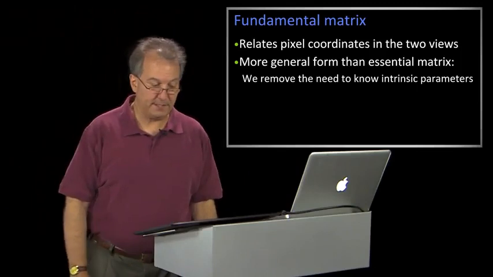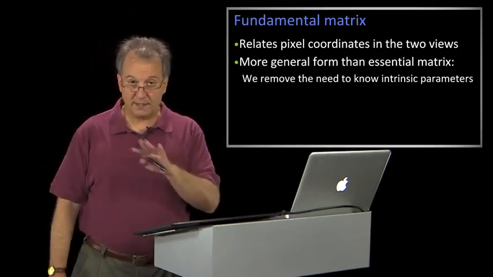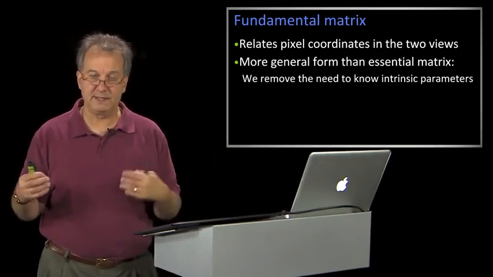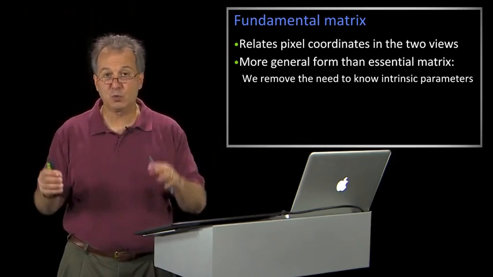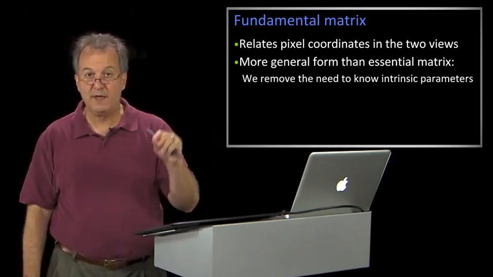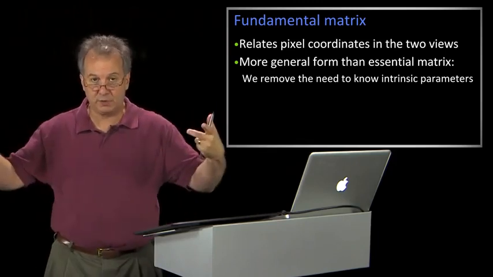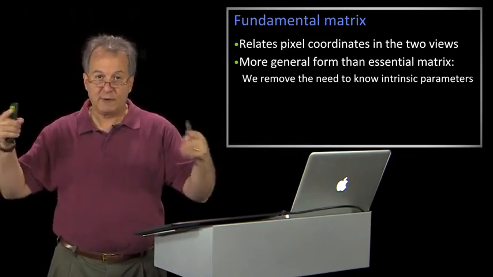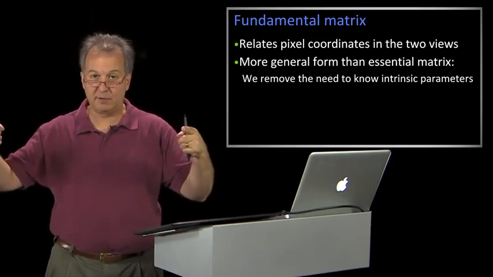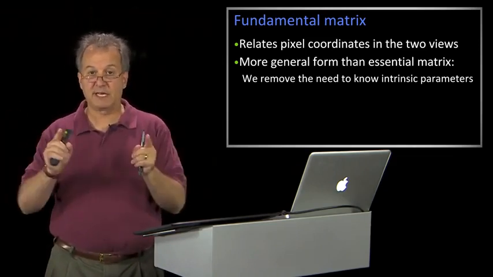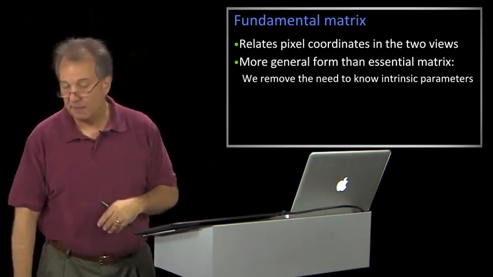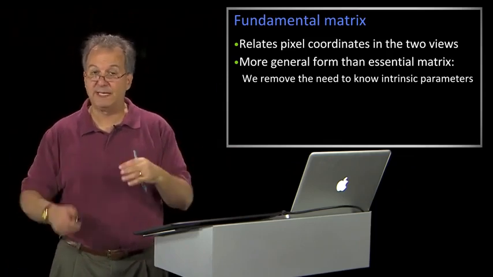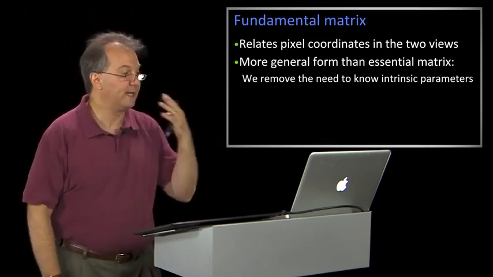So now that we have the fundamental matrix, well, so what? Well, as we said, it relates the pixel coordinates in the two views. And it's much more general than the essential matrix because we've removed the need to know the intrinsic parameters. If you told me the intrinsics, then I could figure out the rays that correspond. And if I know the rays that correspond in the 3D camera coordinates, I could compute the essential matrix. I could figure out the real rotation or translation. But if I have two arbitrary cameras that aren't even necessarily the same, the fundamental matrix allows me to relate them without worrying about the intrinsics or the extrinsics.